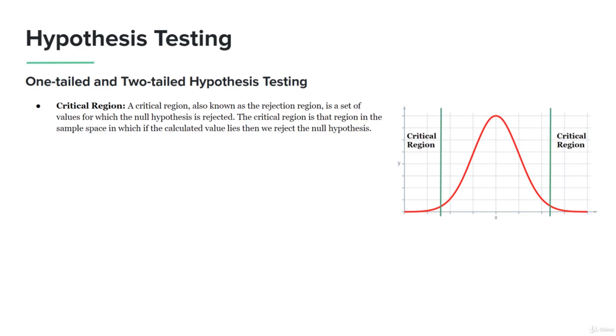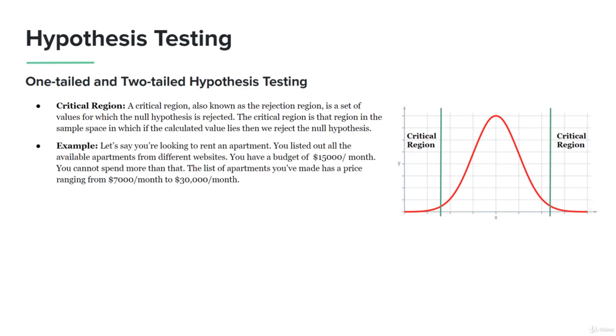So the critical region is also known as the rejection region, right? It's the set of values for which the null hypothesis is rejected. So you can see here on the left-hand side of this particular bell curve, you have the critical region, and on the right-hand side, you have the other critical region.